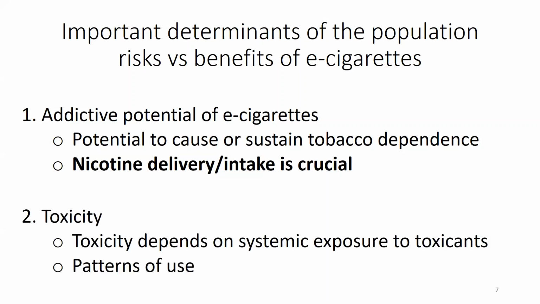And then toxicity, so that's the other important determinant of the population risk versus benefit of e-cigarettes. So how toxic are these products? And we know that toxicity depends on systemic exposure to toxicants. If there are no toxicants, then it cannot be toxic. So what toxicants are present in electronic cigarettes, and what level of exposure do people have? And then the pattern of use is also important, because if something is not very toxic and you use it a lot, you might have some health effects. But if something is really toxic and you use it a little bit, you might still have some health effects. So the pattern of use is also really critical for the toxicity of these products.